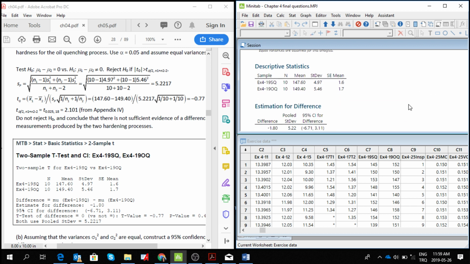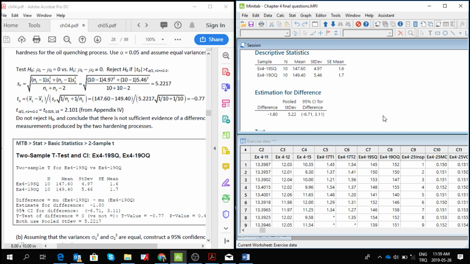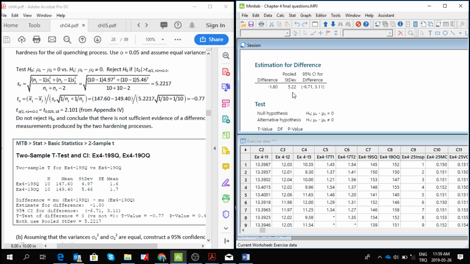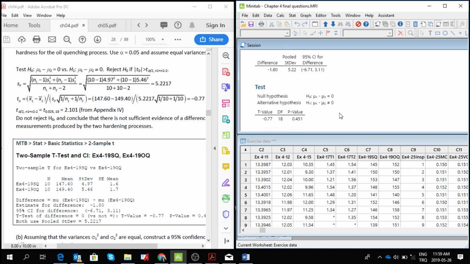So we go down. You can see the summary of descriptive statistics of both of the data values that we need. Estimation for the difference. We have the pooled standard deviation because of the equal variances, and this is the 95% confidence interval, and this is the test we have, and the p-value is given to be 0.451. This is way bigger than the alpha value 0.05, so it also confirms that we fail to reject H0. Okay, so this is it.